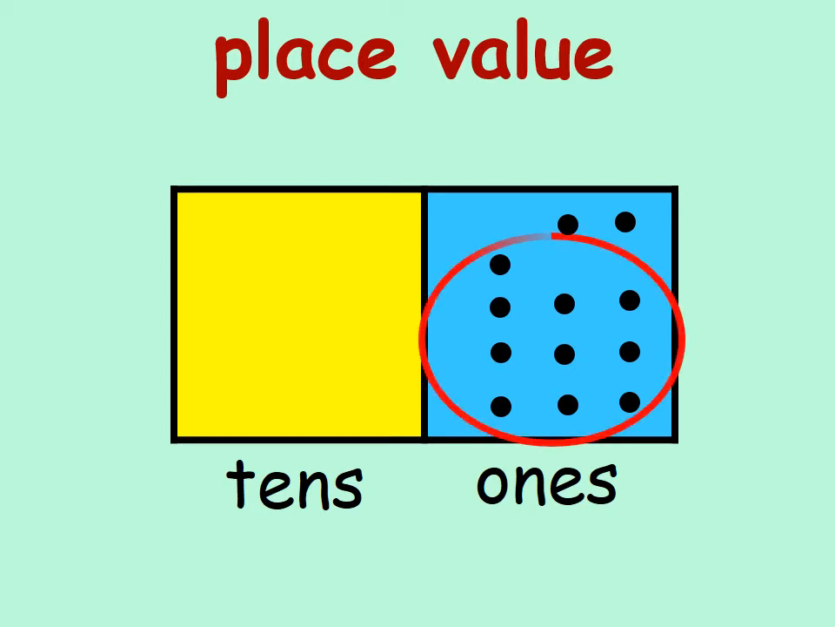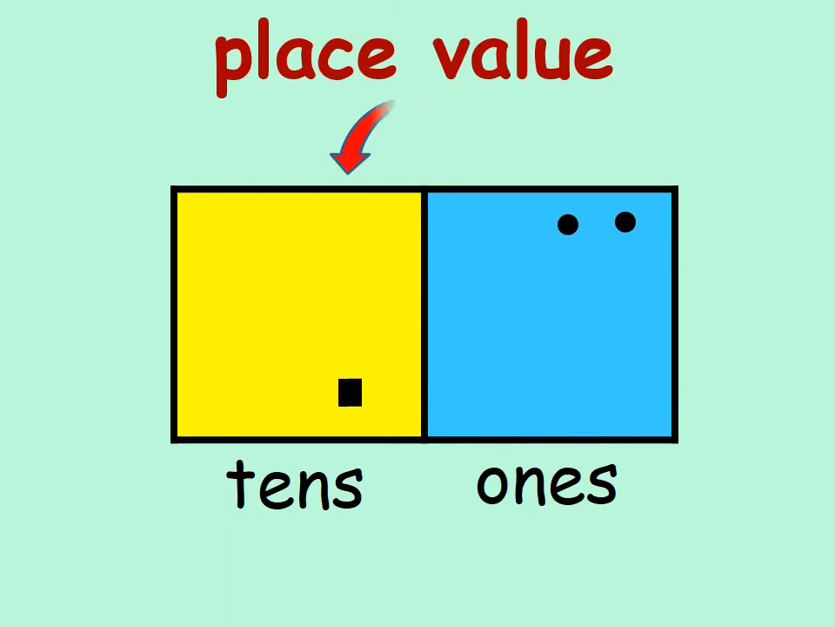Here's 10 right here. So this 10, where are we going to put them? That's right, we're going to move them over there. Do we make 10 dots? No, they become just one little square. So let's move them over and make the square. So now we have 1 in the tens.